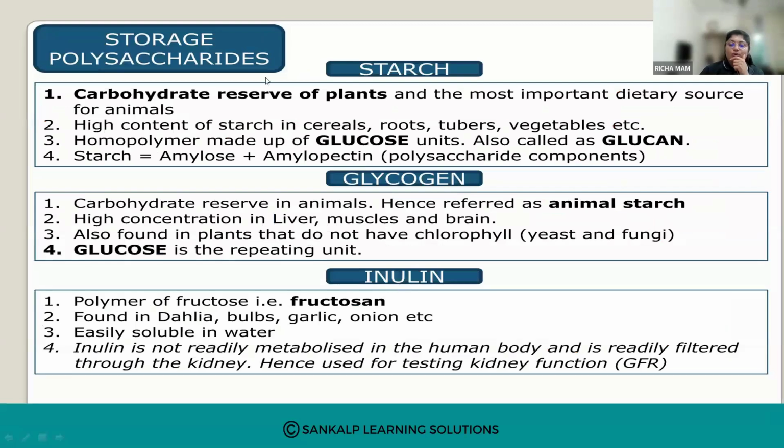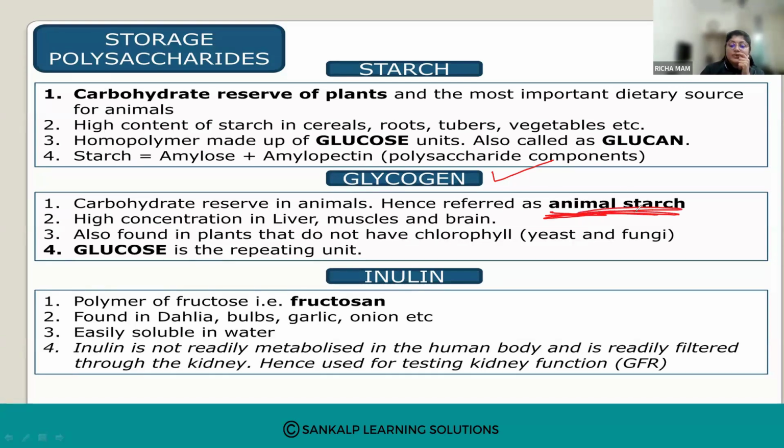Next is glycogen. The third polysaccharide is glycogen. It is present in animals and used as a storage. Carbohydrates are stored in the animal body in the form of glycogen. Whenever the body requires glucose, the glycogen is broken down by the enzyme, and it releases the energy.